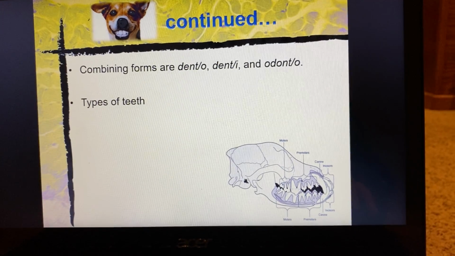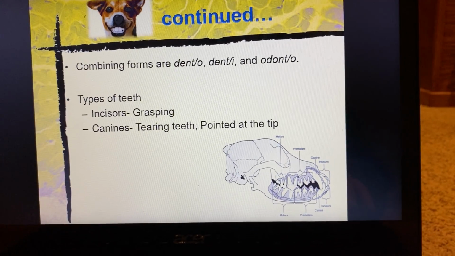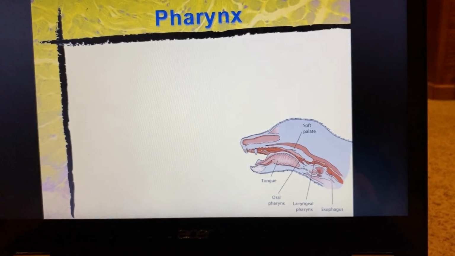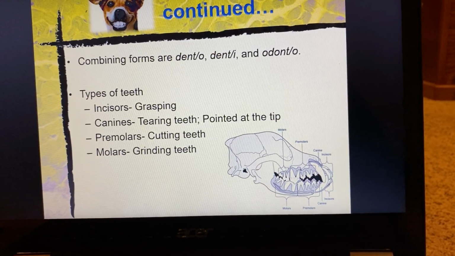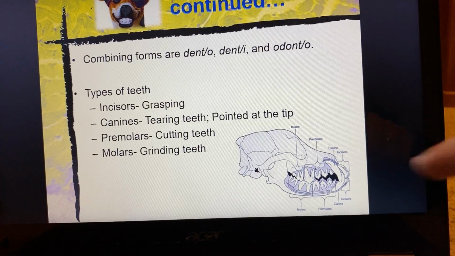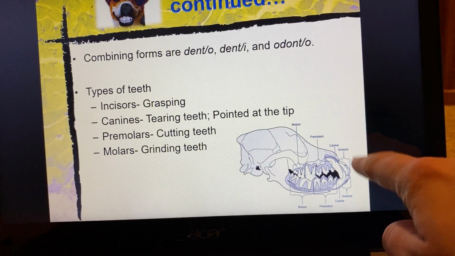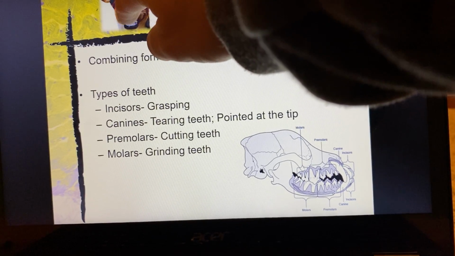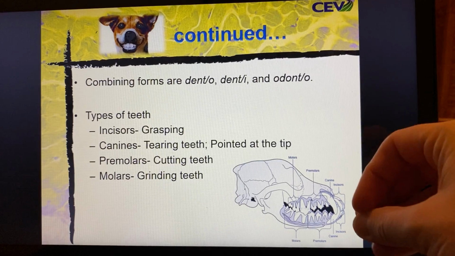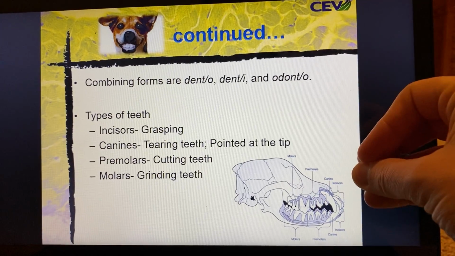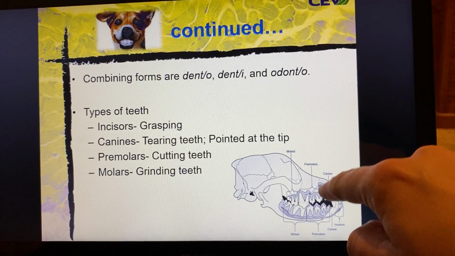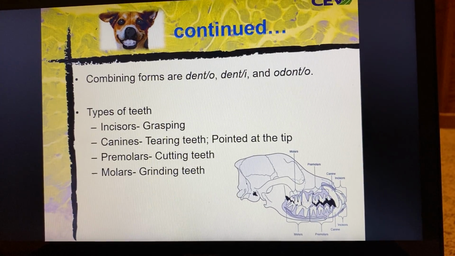All right, so combining forms for teeth would be dento, denti, and odonto. And we have looked at this too, the different types of teeth. Our incisors are up front here. So pretend incisors on this little puppy dog. It's actually people teeth. But incisors are what's used to grasp something. Grasp.